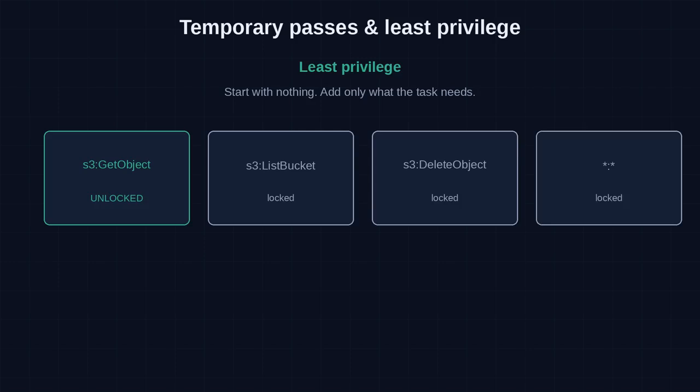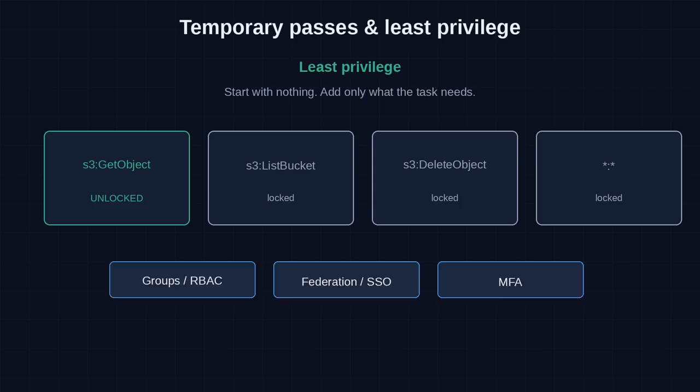Groups and role-based access control help you scale that idea. Permissions follow the job function, not a one-off exception for each person. Federation and single sign-on let people prove identity through your company directory instead of yet another password. MFA hardens the humans who still hold long-term credentials. Temporary passes for machines. Minimal doors unlocked for each task. That is how you avoid the master key problem we opened with.